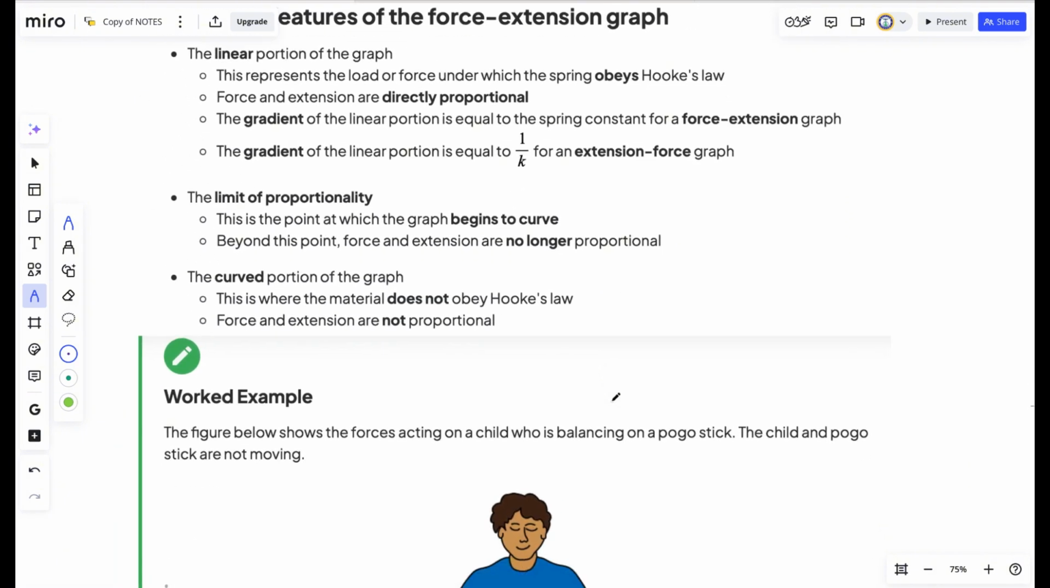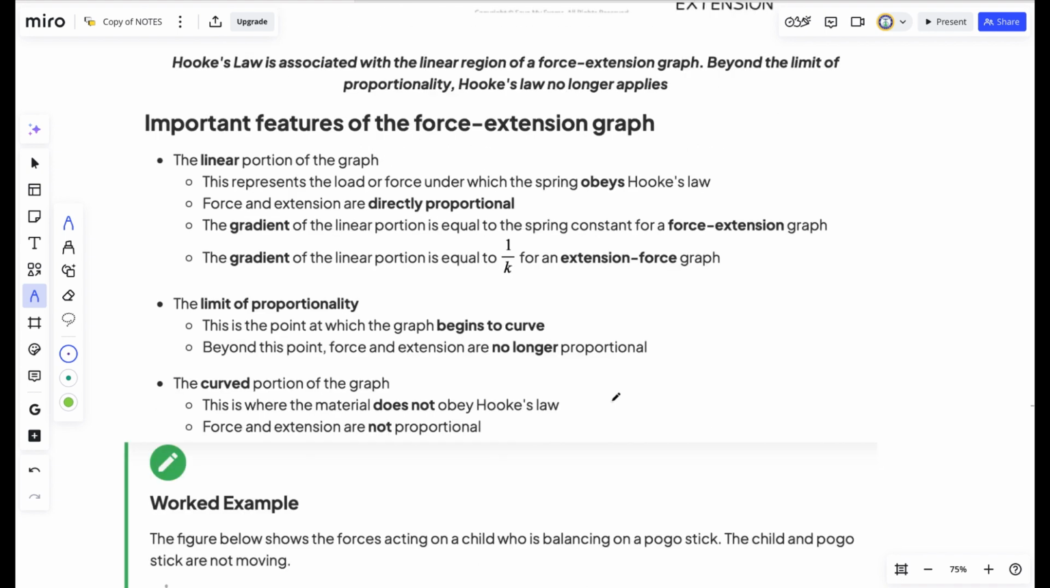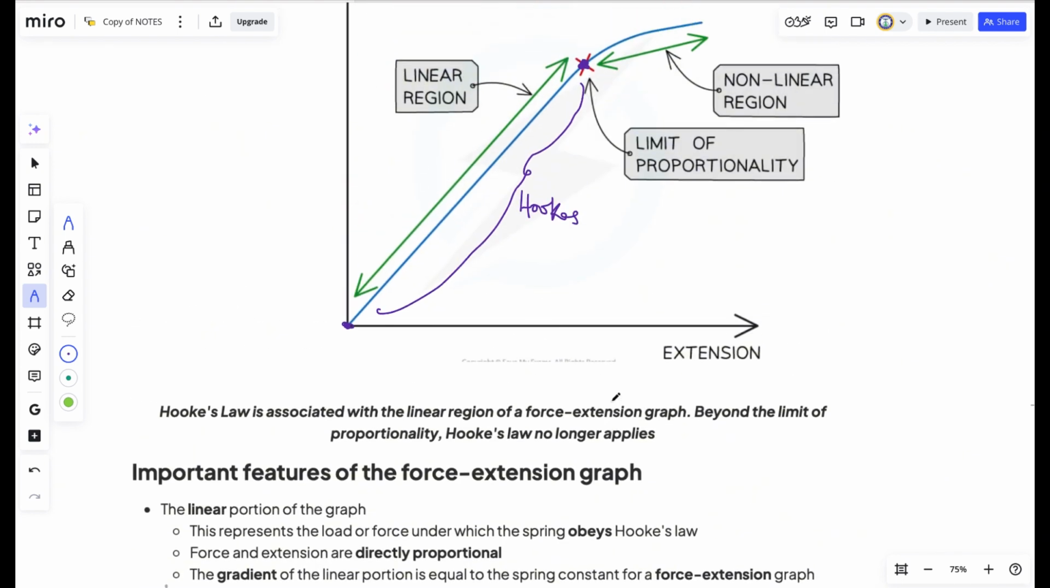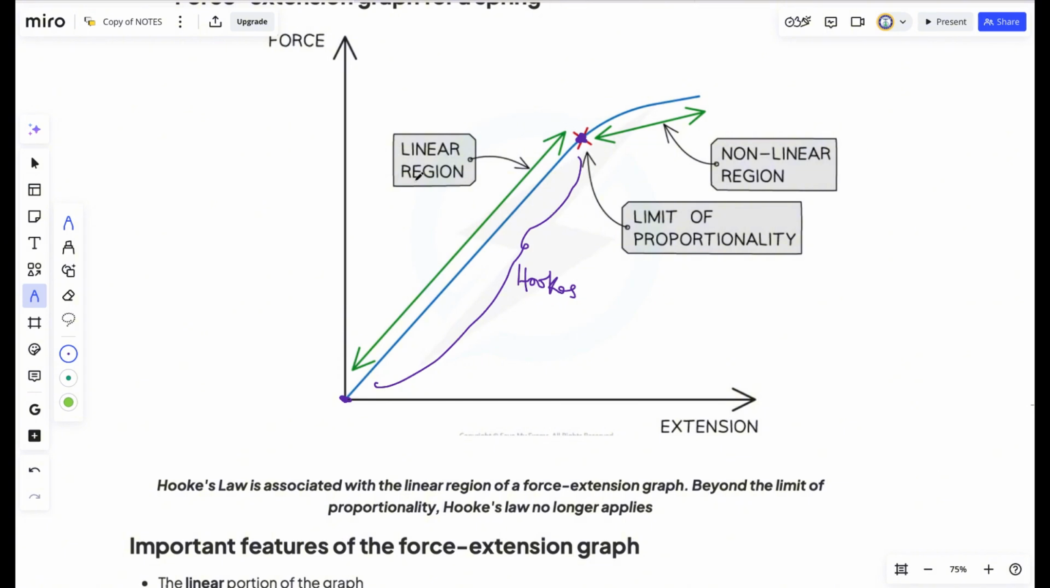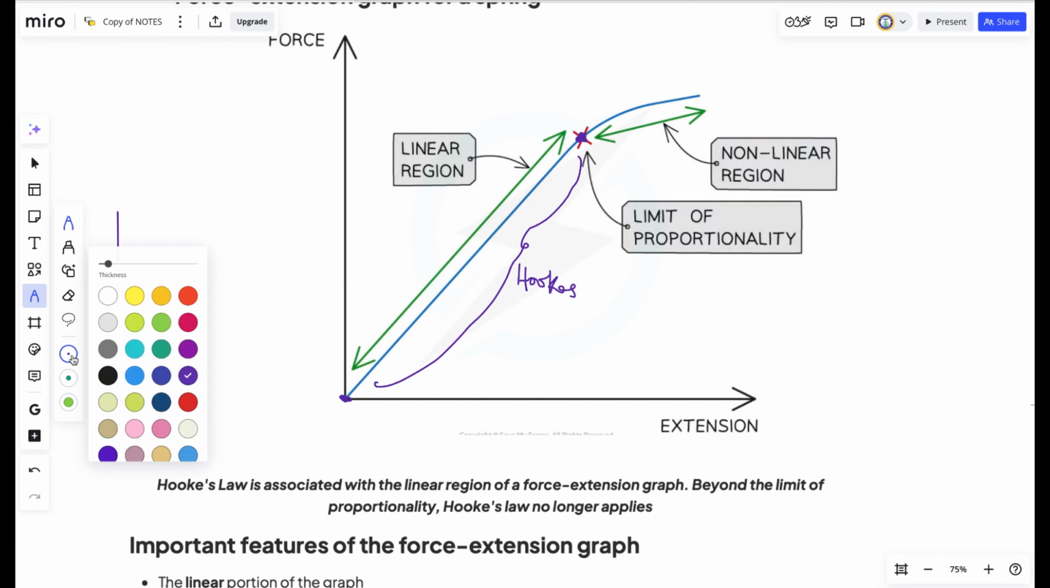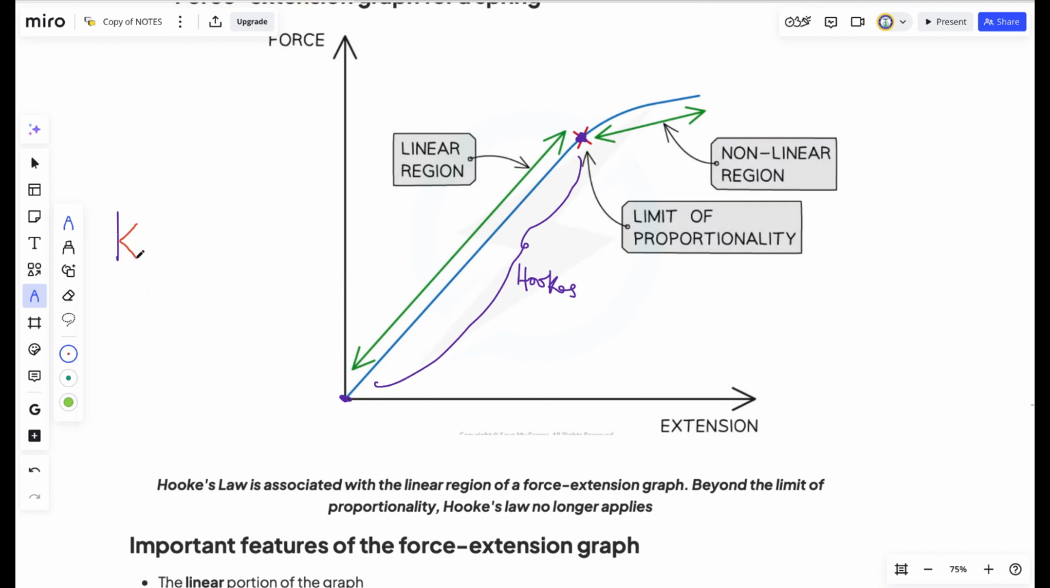Now let's talk about the gradient of the graph, which is the K. You know, right? The gradient is the K. Why is the gradient the K? Look, let's change our color. We said K is force over extension. K is force over extension.